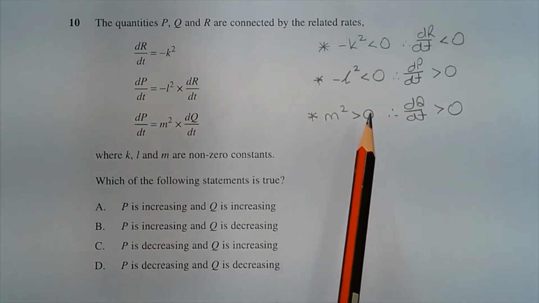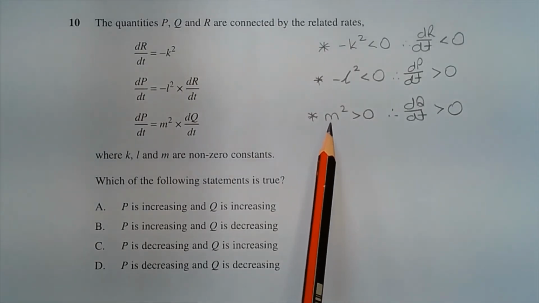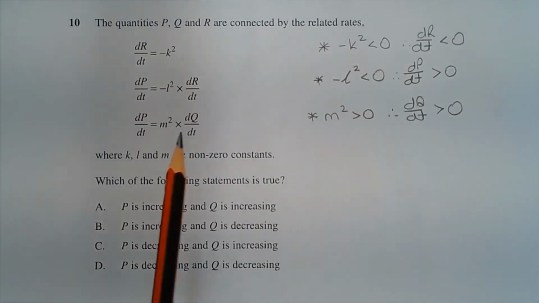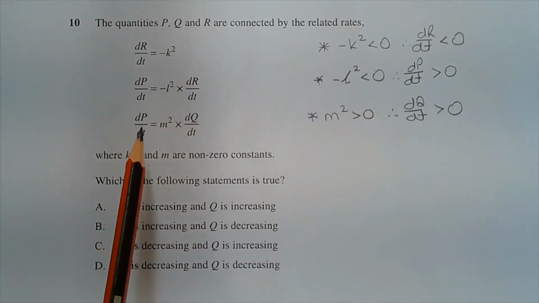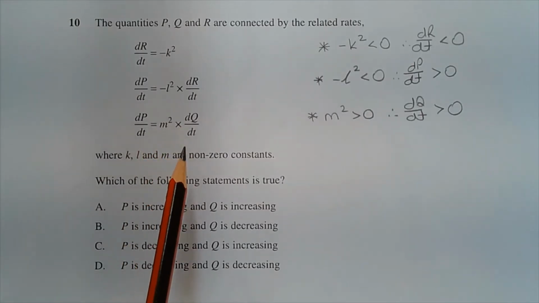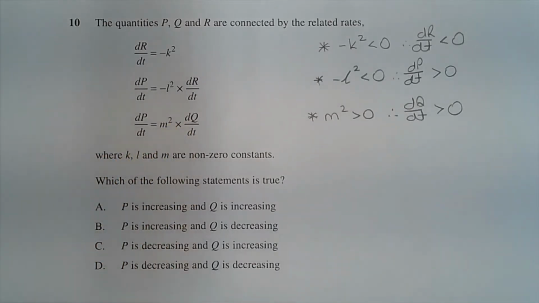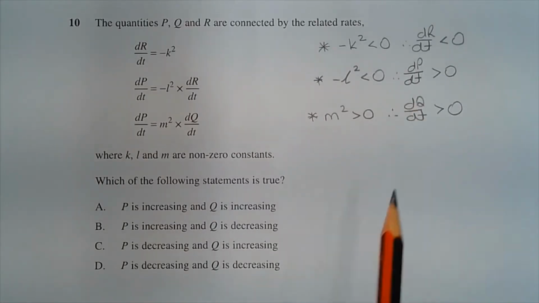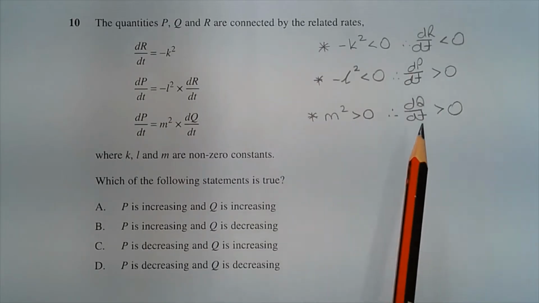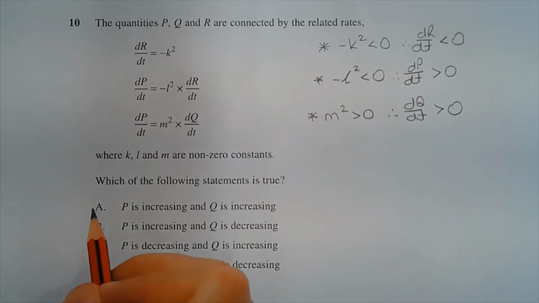Lastly, m squared is greater than 0. Again, for a similar reason to the previous two, we just have a number squared, which is obviously positive. Now, dp/dt is positive from this point here, and that's equal to a positive quantity multiplied by dq/dt. So dp/dt divided by m squared, a positive quantity divided by another positive quantity, equals a positive quantity. Therefore, dq/dt is greater than 0. Hence, dp/dt is increasing and dq/dt is increasing. Therefore, the answer is option A.